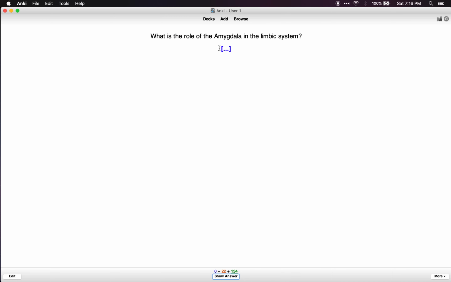The amygdala in the limbic system. Aggression center. Stimulation produces anger, violence, fear, anxiety. Aggression center. Stimulation of the amygdala produces anger, violence, fear, and anxiety.